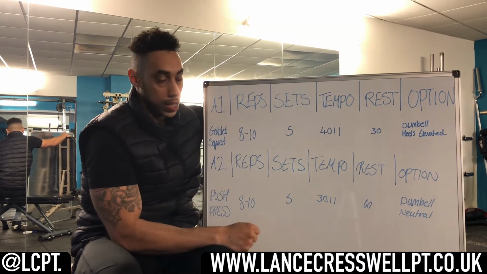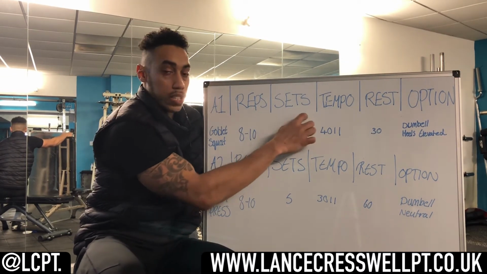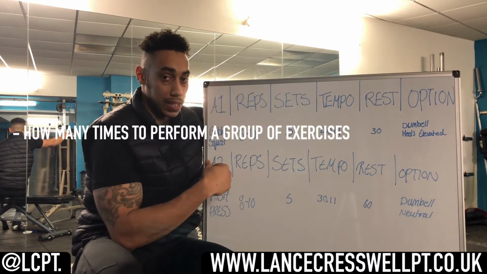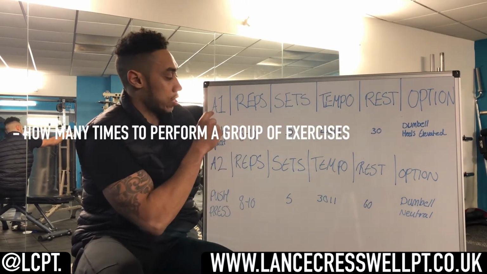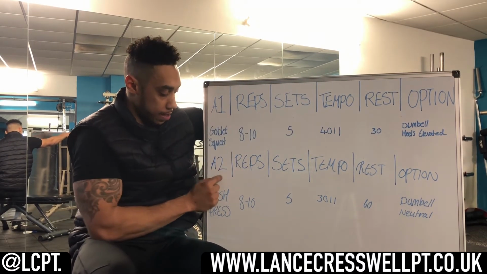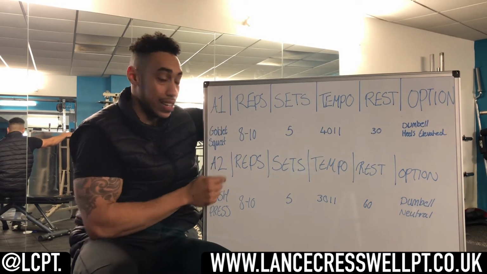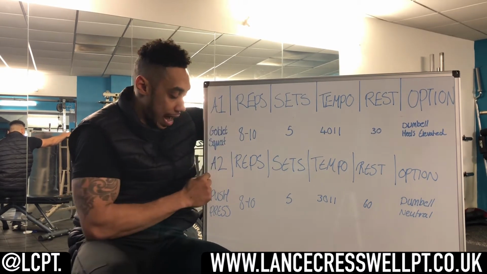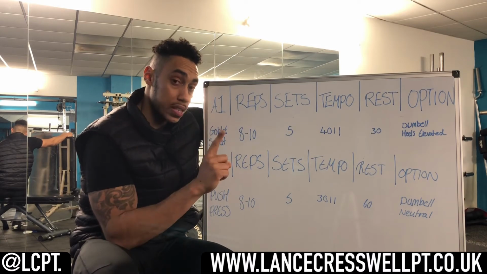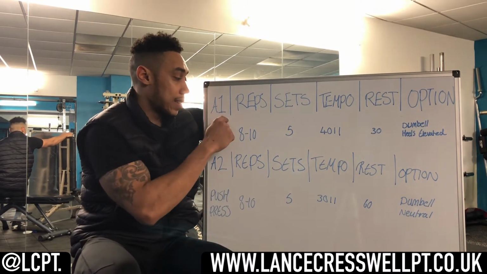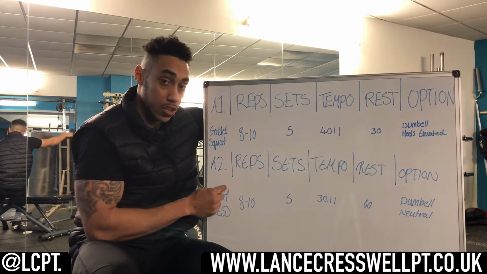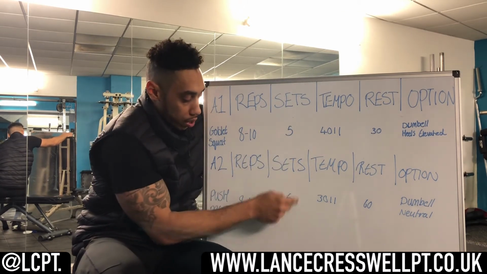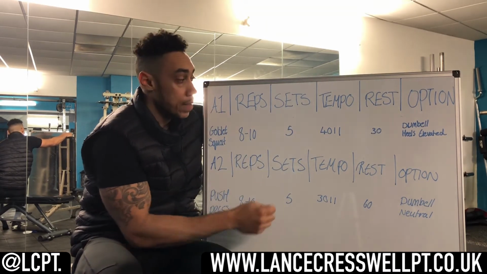Next one, sets. This is fairly simple. Sets refers to the group of exercises, okay? So let's look back at the A's. The A series is a set. Once you've completed A1 and A2, that's one set done. You go back to A1, back to A2, that's 2 sets done. Here we've got a total of 5 sets, okay?